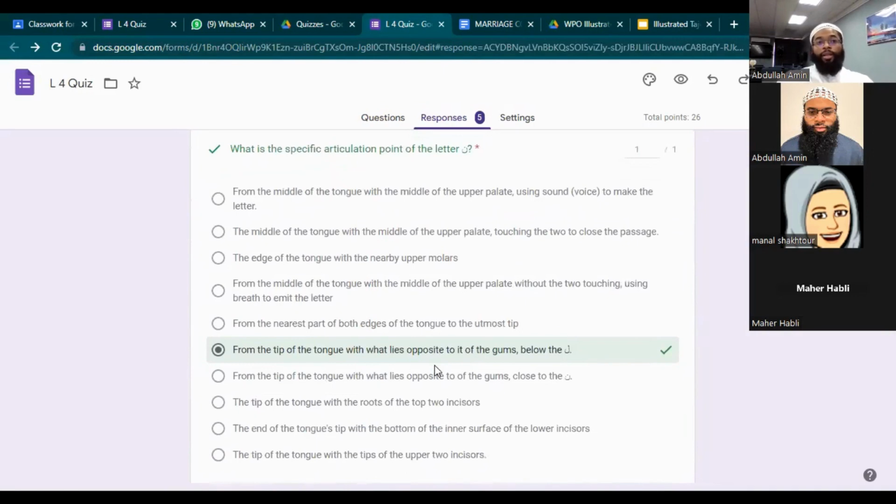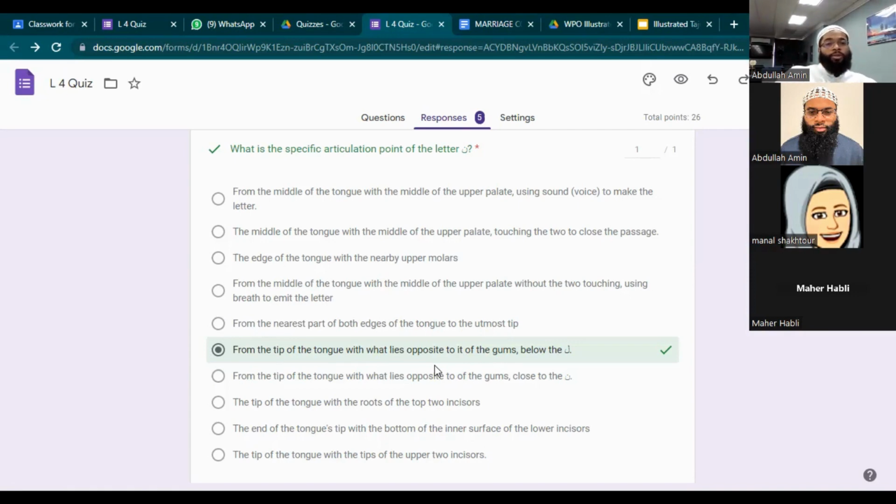The specific articulation point of the letter Noon. It's from the tip of the tongue with the gums just below the lam. So last class, we said that the tip of the tongue, because the lam also, because the edges, the end of the edges until the utmost tip. So with the lam, the noon, the ra, that's 3. The ta, the dal, the ta, that's 6. The sin, the zay, the sad, that's 9. The dhal, tha, and the dha, that's 12 letters. 12 letters are all involved in the tip of the tongue.